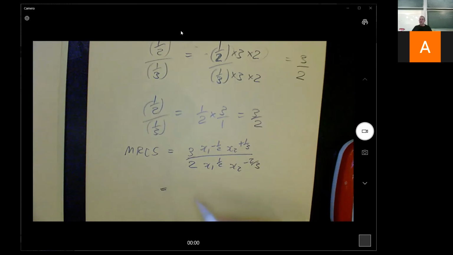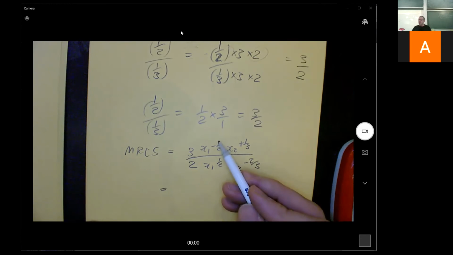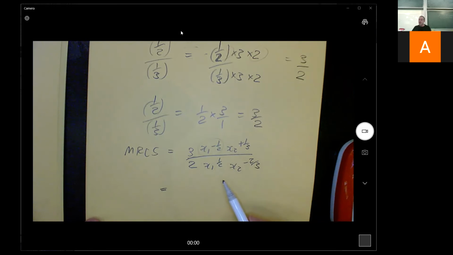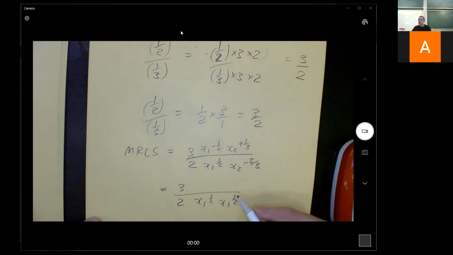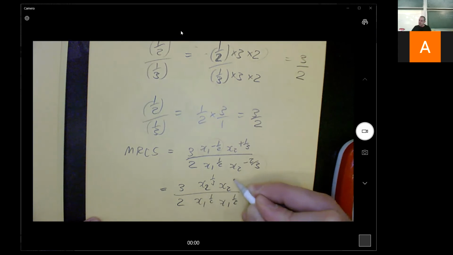Since there's an x1 on both the top and the bottom, I would try and simplify it. This is totally a correct answer, but I'd try and simplify that. And it's tradition to arrange things so that you don't have any minus exponents written. So multiplying by x to the minus a half is the same as dividing by x to the half. So that thing can be down here. And dividing by x to the minus 2/3 is the same as multiplying by x to the 2/3.